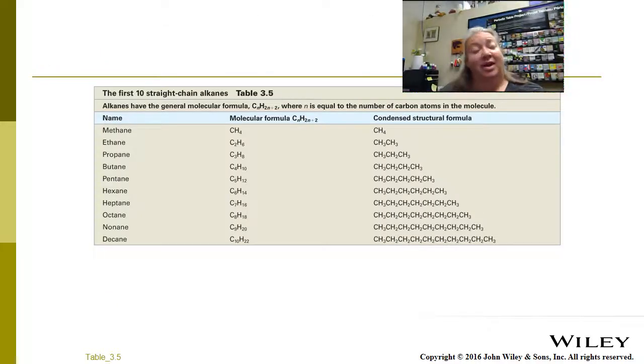When you name an alkane or any type of organic compound, the name is based on the number of carbons in the longest chain. So this slide just goes through some of those basic names. So if you have 1 carbon, it's called methane.